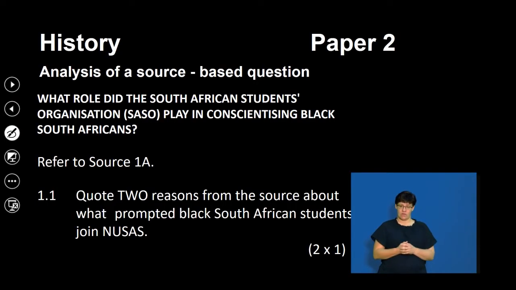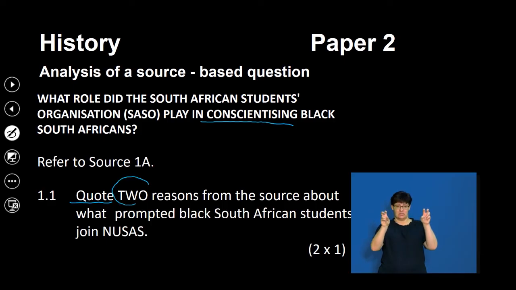So, if you look at an example here from last year's paper, it's an analysis of a source-based question. We are looking at the topic, what role did the South African Students' Organization, SASO, play in conscientizing Black South Africans? So it's very important for you to also understand the meaning of the word conscientize in order to understand the source and the question. Now, let's look at the question. The question says you need to quote 2 reasons from the source about what prompted Black South African students to join NUSAS.